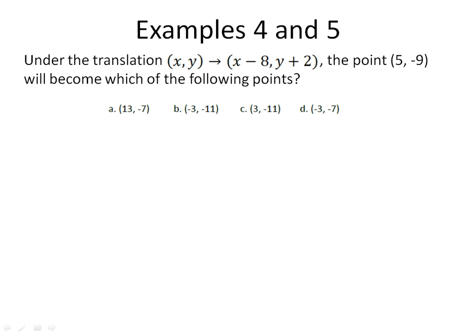So under the translation, (x, y) translated to (x minus 8, y plus 2), the point (5, negative 9) becomes which of the following points? So we put the 5 in for x, so we have 5 minus 8, which is negative 3. Negative 9 plus 2 gives us negative 7. So the answer choice here should be D, which is (negative 3, negative 7).